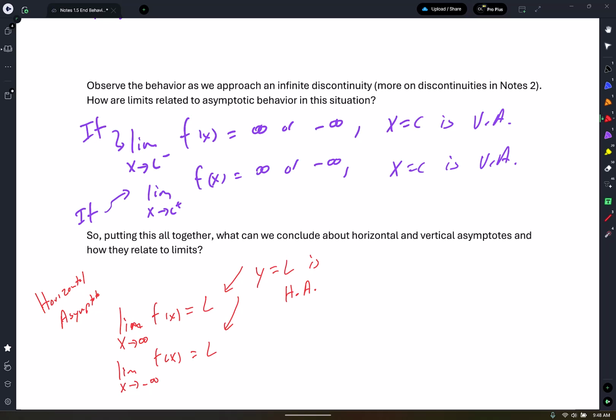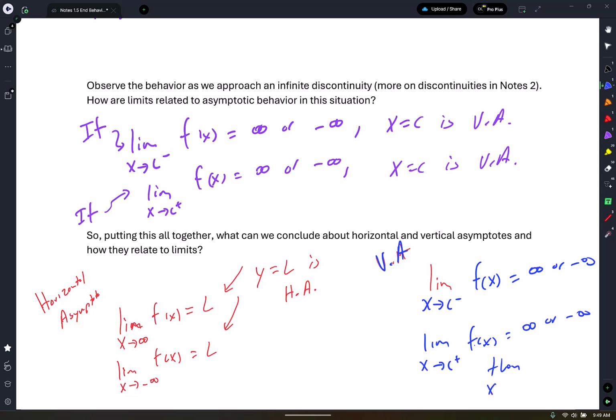Okay. Now, if you're approaching a specific number, let's talk about vertical asymptotes. If you're approaching a specific number, the limit as x approaches c from the left, or the limit as x approaches c from the right, and you get infinity or negative infinity, it's a vertical asymptote. Then x equals c is a VA. Pretty much I'm just stating this again.